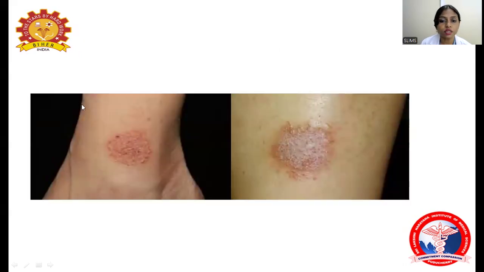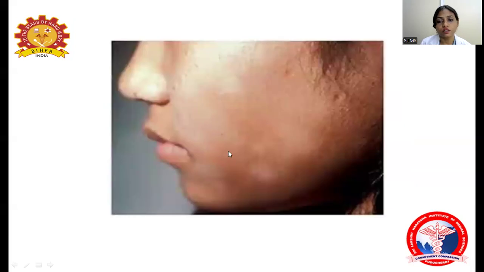So these images are showing nummular eczema. They are in the shape of a coin, hence the name nummular dermatitis or discoid eczema. You can see there are multiple papules, vesicles, and scaling, crusting, and oozing. These are nummular or discoid eczema. This image shows pityriasis alba, where you can see multiple hypopigmented scaly patches over the cheeks of a child, probably between 5 and 10 years of age.